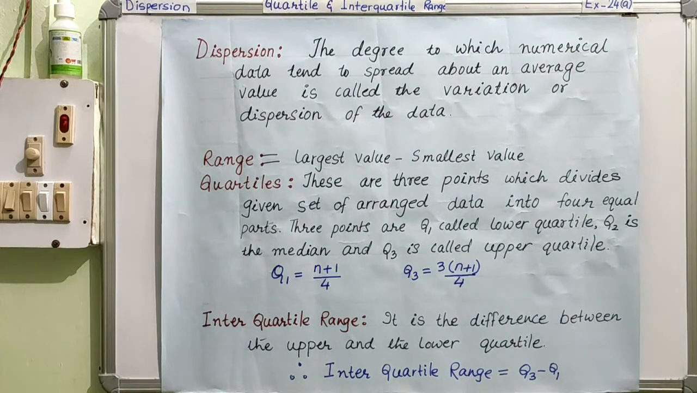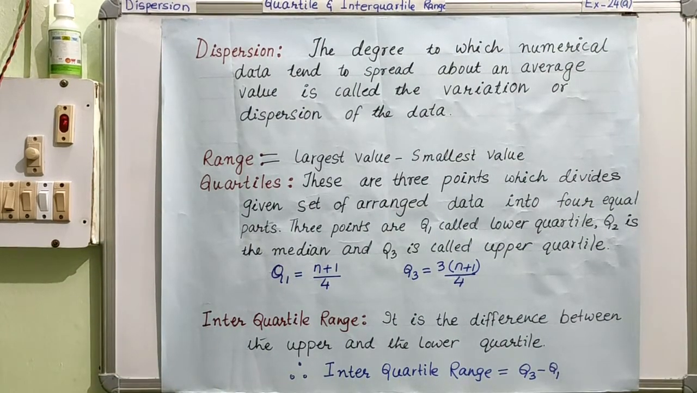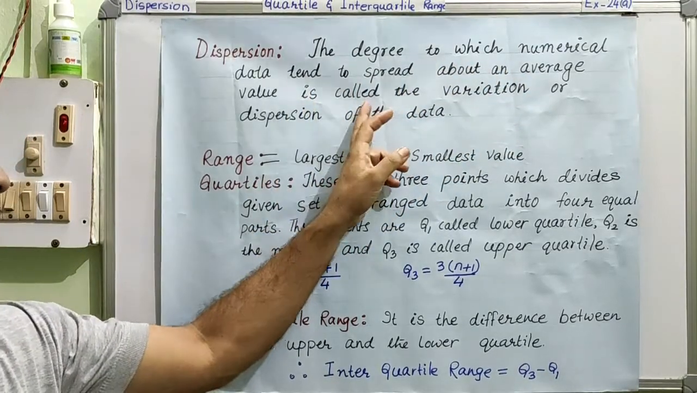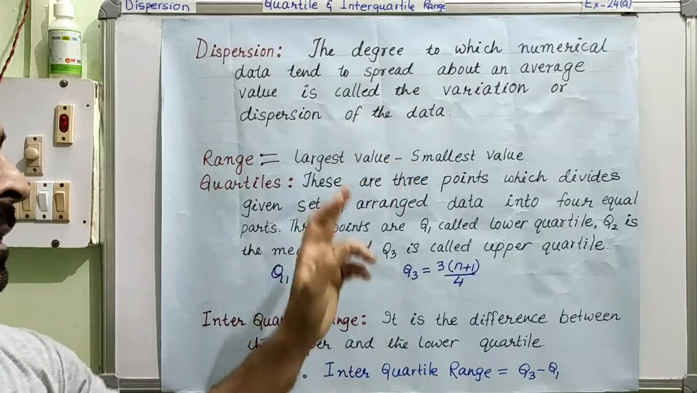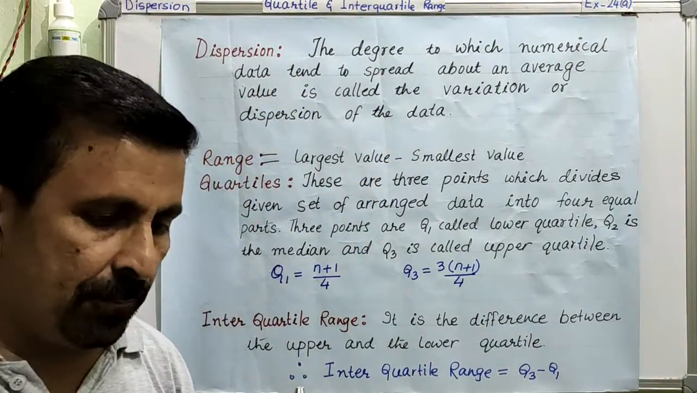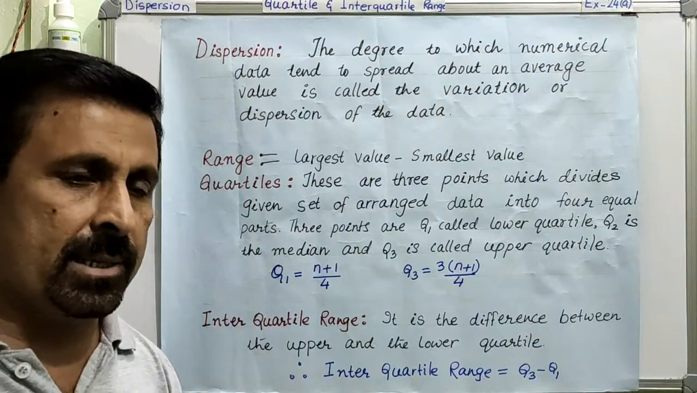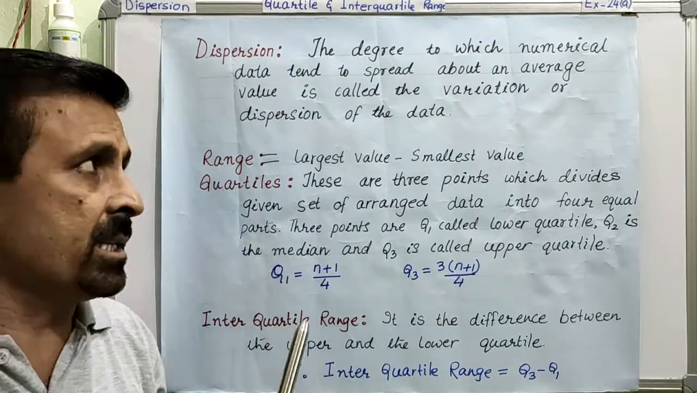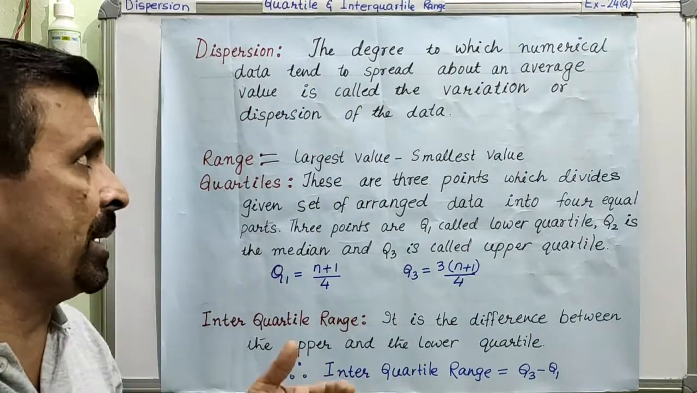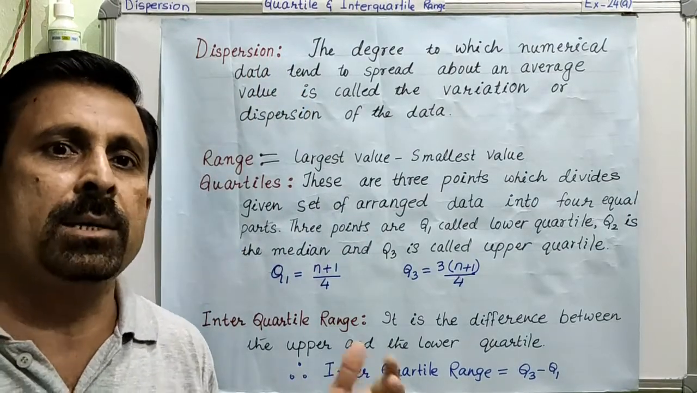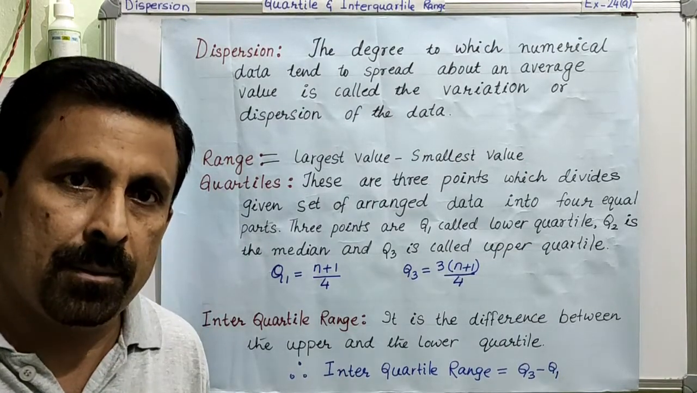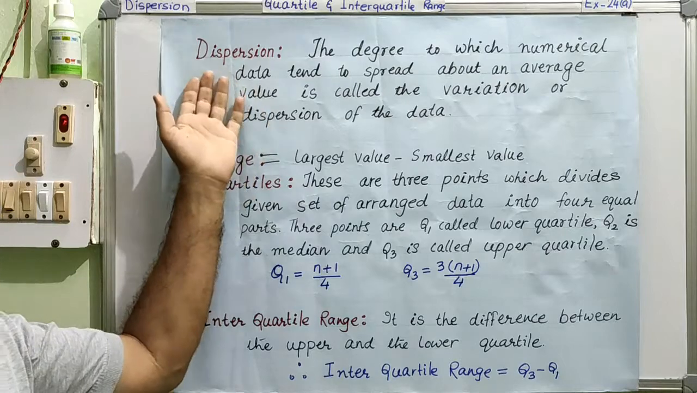First of all, we will try to understand what dispersion is. Dispersion is the degree to which numerical data tends to spread about an average value, and it is called the variation or dispersion of the data. In simple language, it talks about how the data is spread or squeezed. It talks about how the data is distributed. It gives us detailed information on how the data is spread or squeezed. That is the meaning of dispersion.